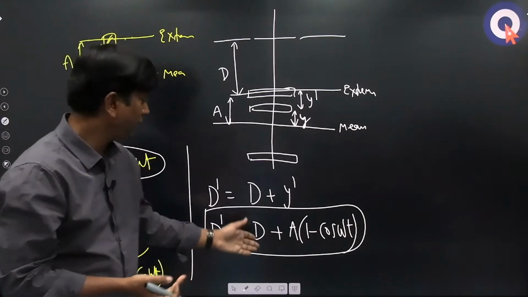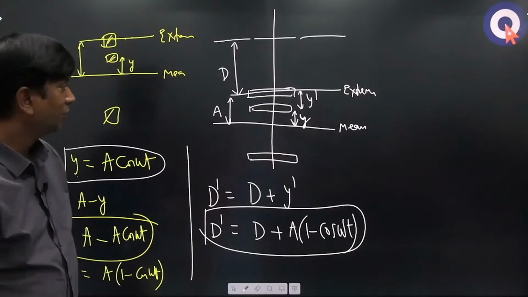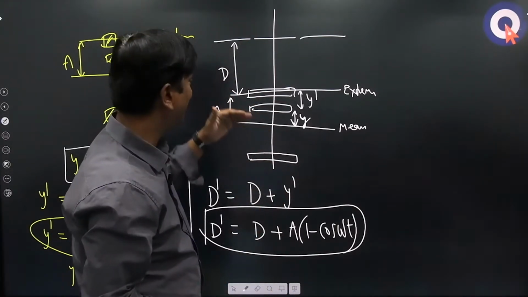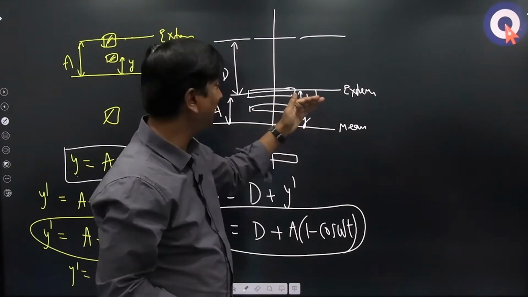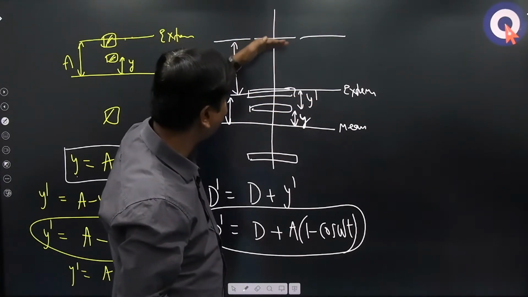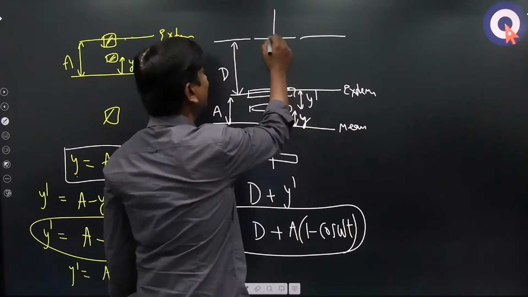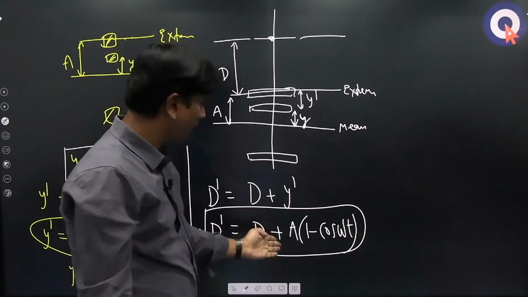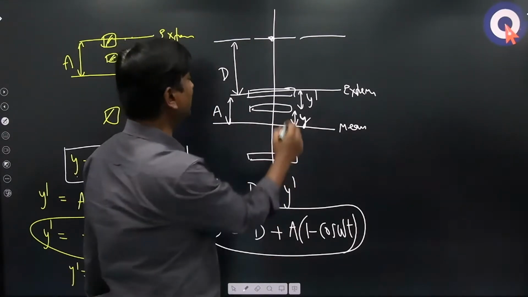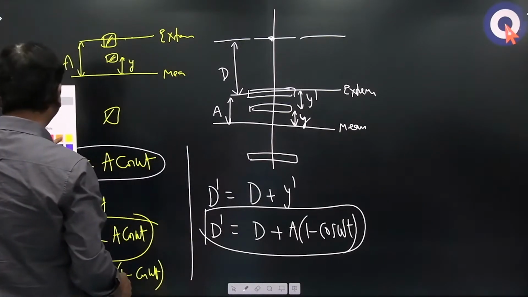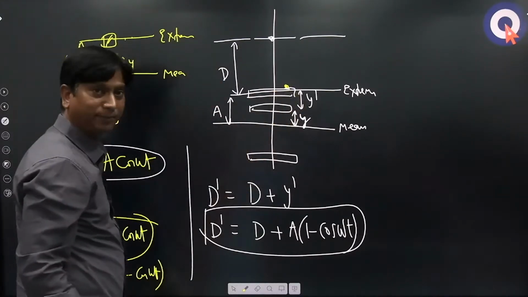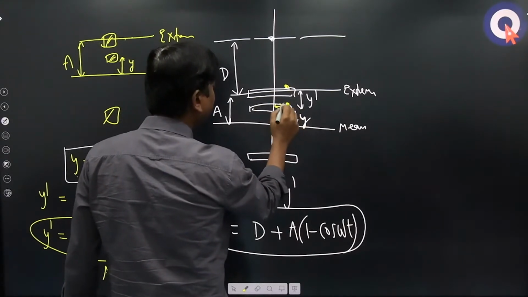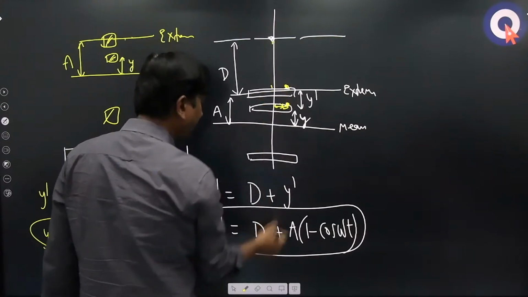Right. So once you are getting the D dash, that itself is the Y coordinate of the maxima, because the Y coordinate of the maxima is nothing but the distance of the screen from the origin. Correct or not? The maxima will be somewhere here, let us say, the nth maxima. This is your x coordinate and this is your y coordinate. Y coordinate you have already written.